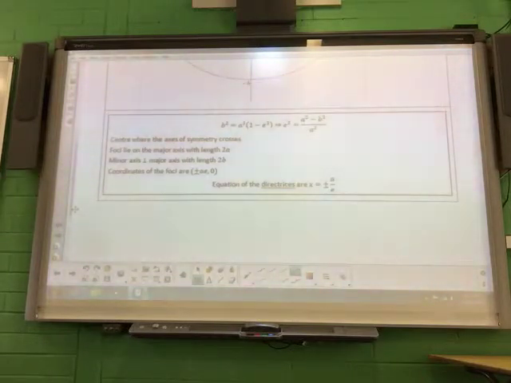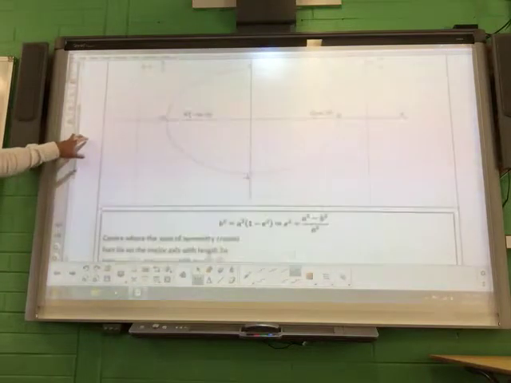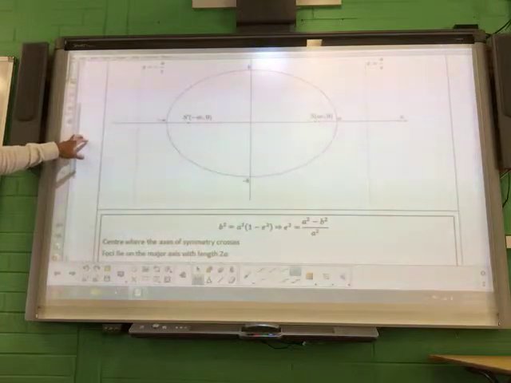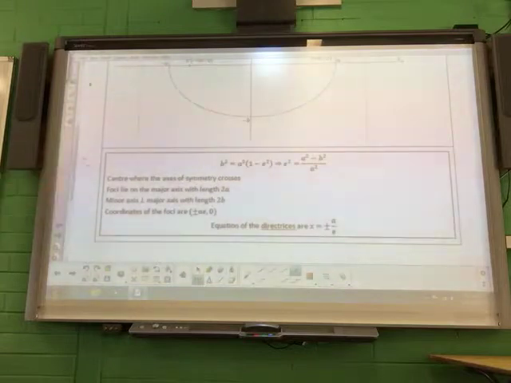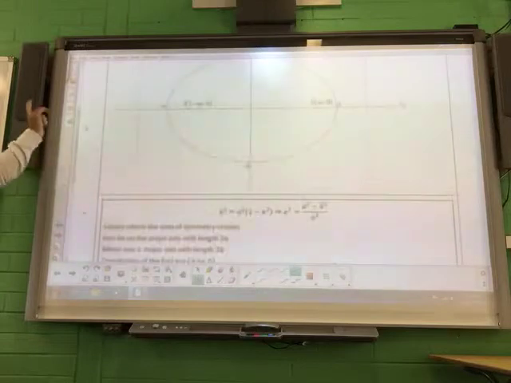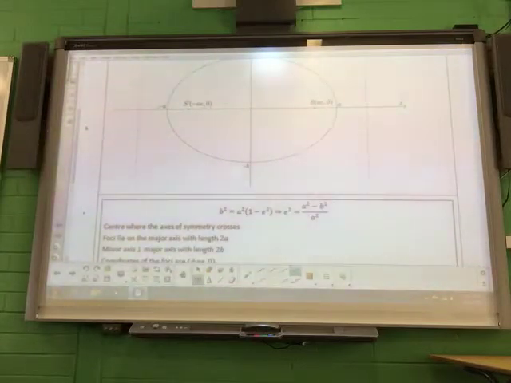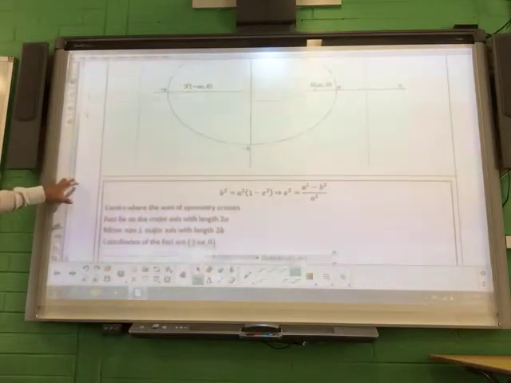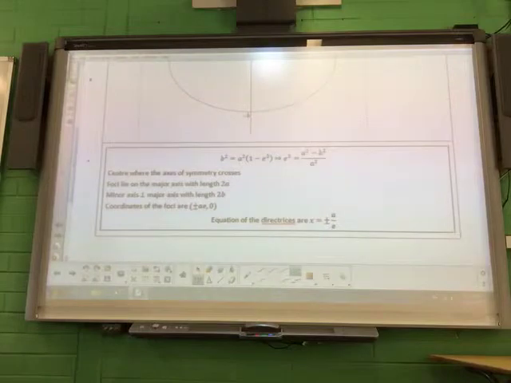The centre is where the axes of symmetry cross. Because the axes of symmetry are the actual axes themselves, they are going to cross at the origin. The foci will lie on the major axis, so the major axis is going to be the horizontal because that's where the foci lie. The minor axis is the axis that's perpendicular to the major axis, with lengths 2a and 2b. The coordinates of the foci and the equation of the directrices I have already talked about.